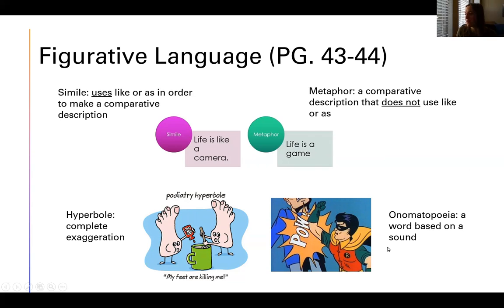And then finally, I have onomatopoeia here, which is a word that is based on a sound. Students have had a lot of fun using this particular language device in the past for the personal narrative essay. Here I have Robin of Batman and Robin punching a villain, and the sound that might come out of that might be pow.